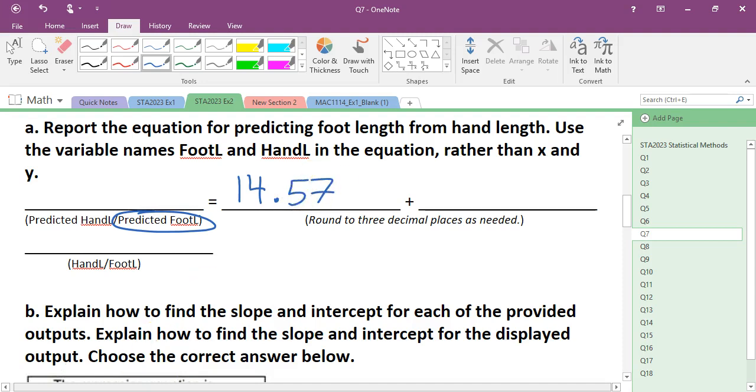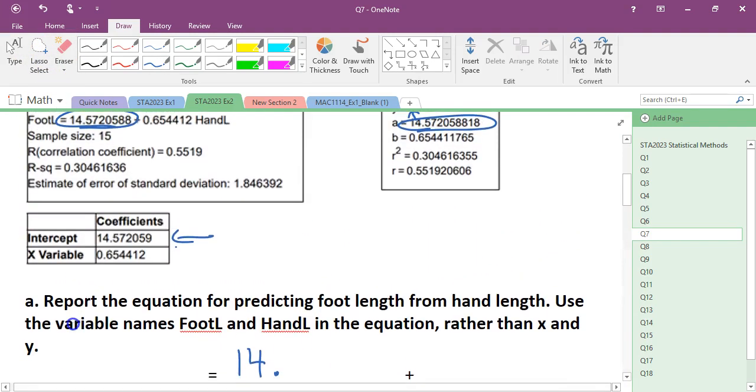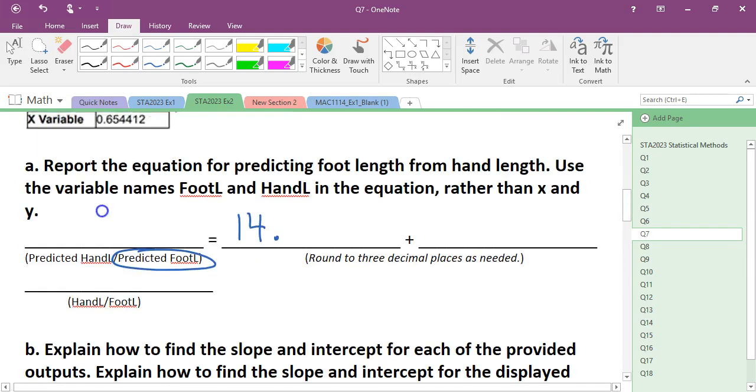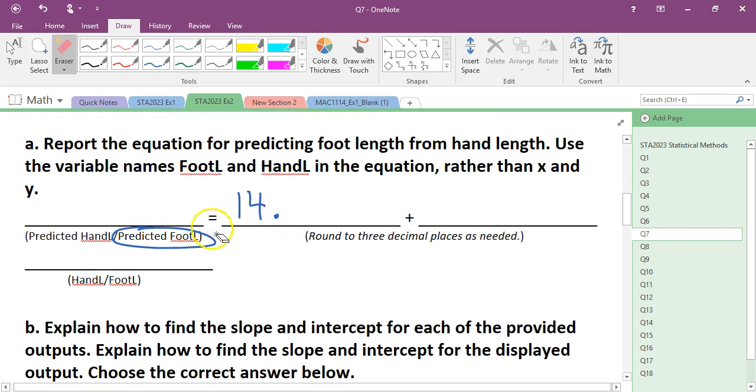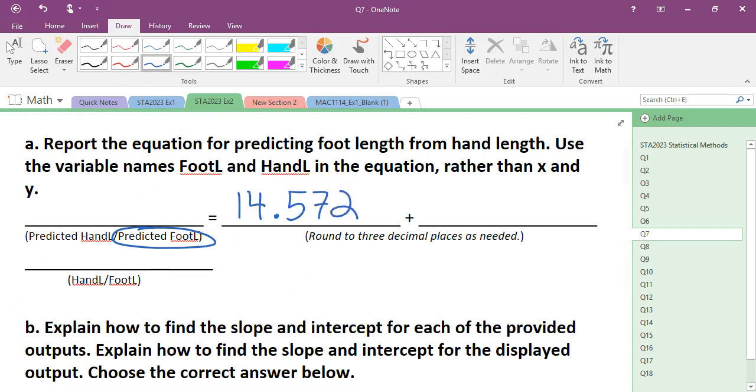14.57. Actually, it says round to 3 decimal places. So we should fix that. 14.572. There we go. So let's make sure that we watch that fine print so that we don't get stuff incorrect because of simple rounding errors. So watch that fine print.